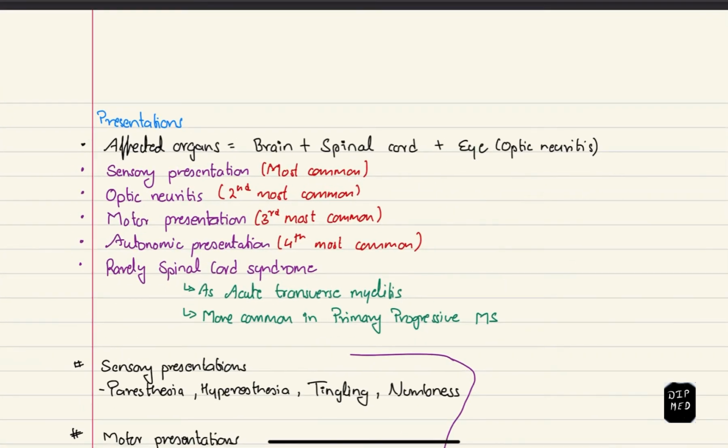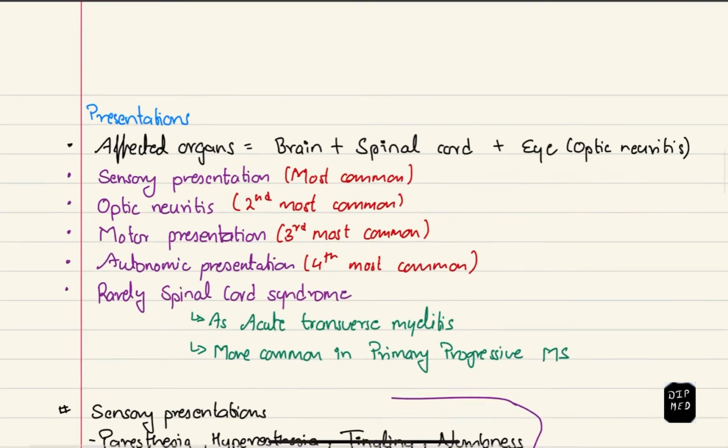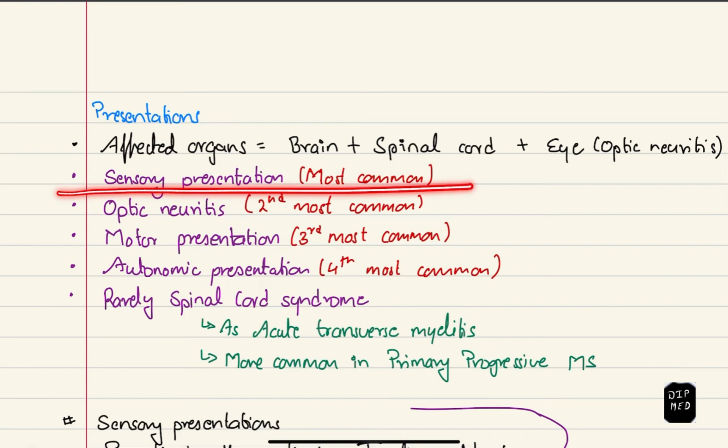Now on to the presentations. Since it is a disease of the central nervous system, the organs affected are the brain and the spinal cord. And sometimes the optic nerve can also be involved, presenting as optic neuritis. The most common presentation is sensory, followed by optic neuritis, then motor presentation being third most common, and we have autonomic presentation. And rarely there can be spinal cord syndrome, which presents as acute transverse myelitis, and it's more common in the primary progressive type of multiple sclerosis.